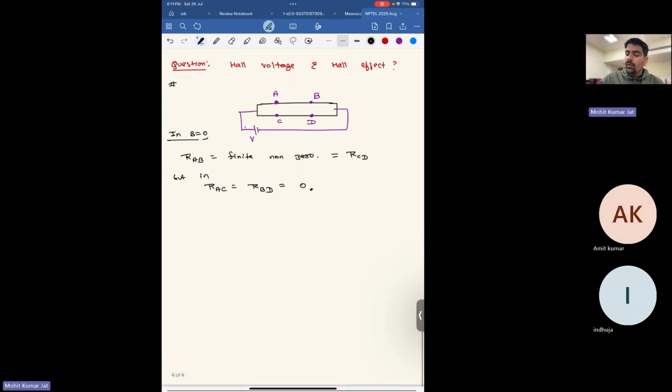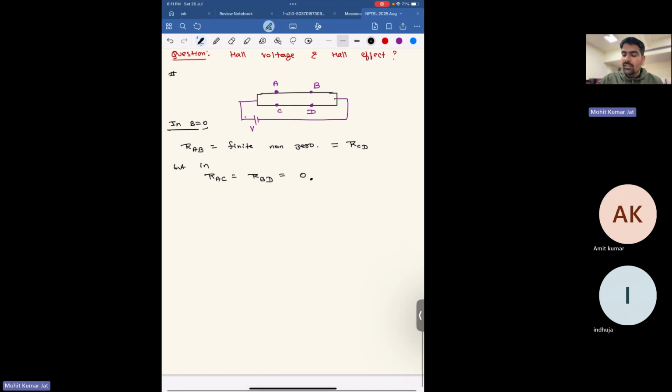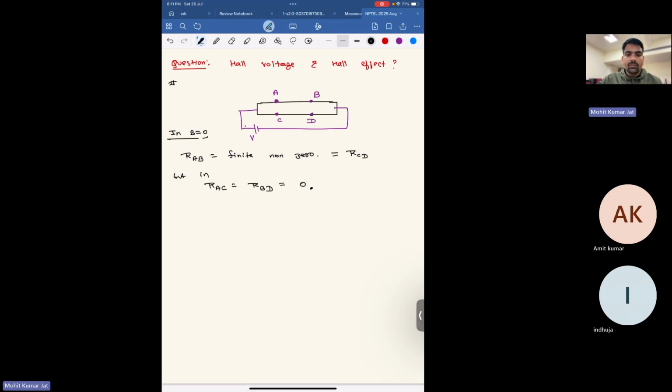But now if I ask you what will happen if I apply a magnetic field perpendicular to the direction of the current, then in that case things will change and there will be a potential difference between A and C, which will give a finite resistance in the system in the transverse direction. And that is the Hall effect, which was first observed by the scientist named Hall, whose full name was Edwin Herbert Hall, and he observed it in 1879.